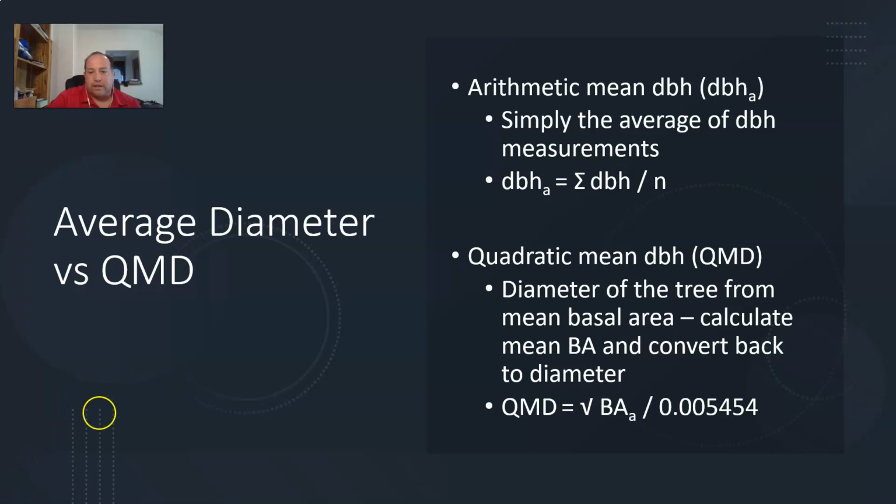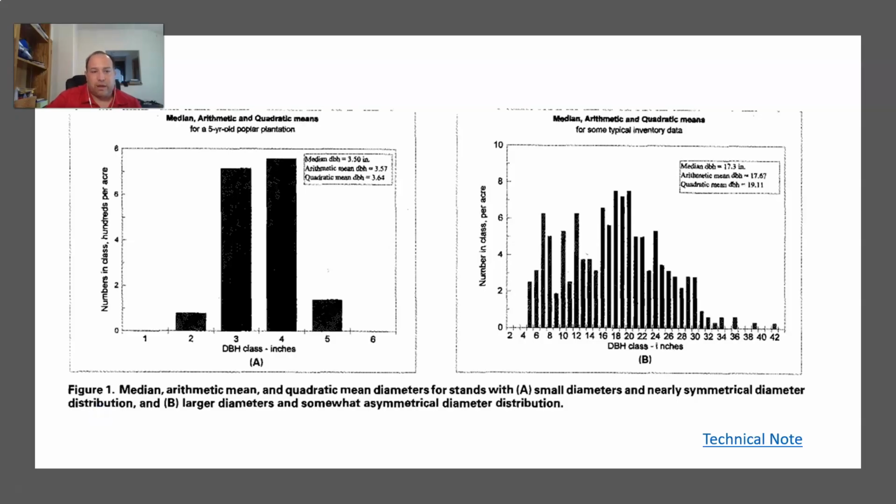If we take a look at an example, we see right here in figure 1, from this technical note. If you want to pause the video and read through the whole note, you can follow the link here. They show two graphs. One is for a 5-year-old poplar plantation, and the other is for what they consider more typical inventory data. You can see their median DBH is 3.5, their arithmetic mean DBH is 3.57, but their quadratic mean diameter is 3.64.